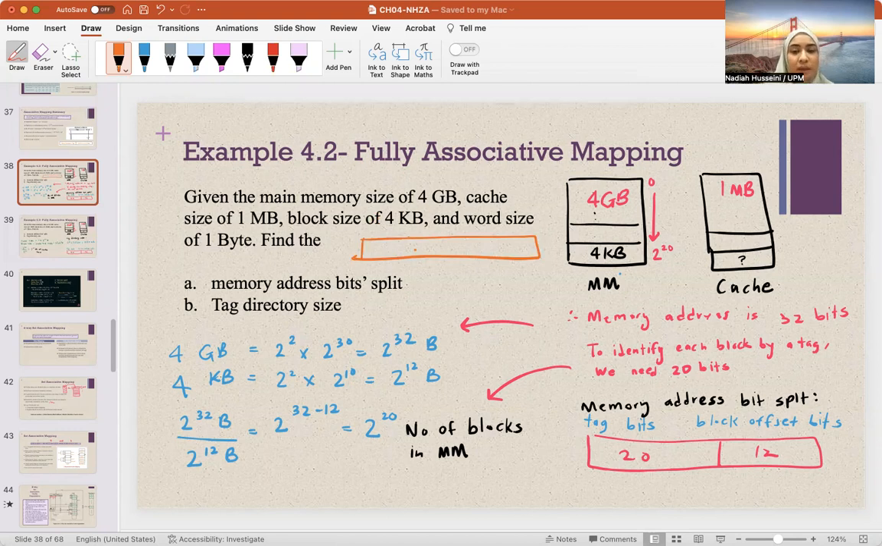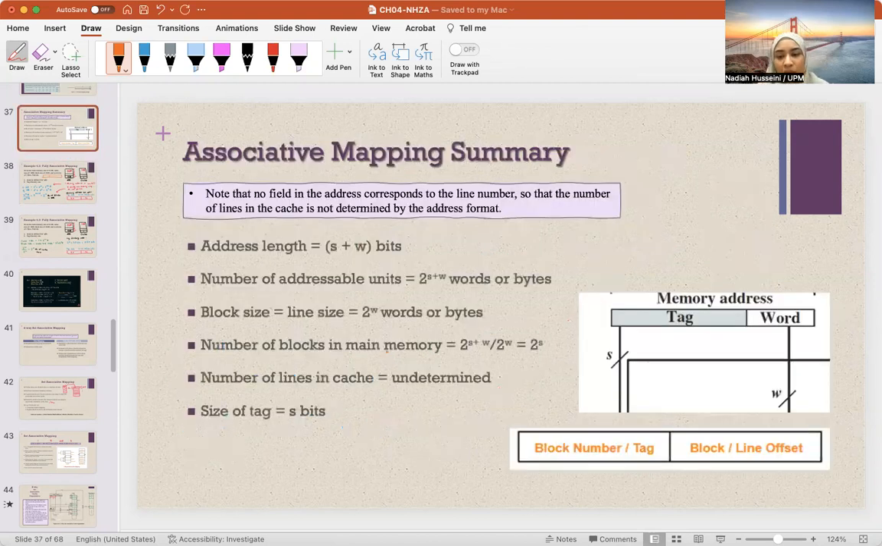Let's just use the same math and try to understand the formatting of these different mappings. So how does the fully associative mapping look like? In my summary over here, we have seen that the associative mapping format has a block number or a tag, and then we have the block or line offset.